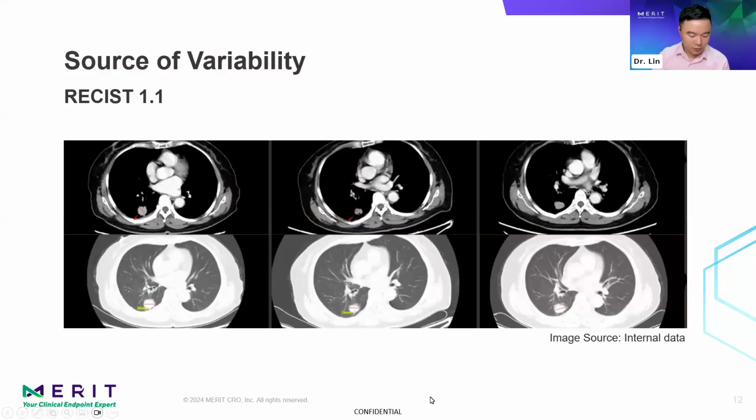One other common source of variability is the CT window, mediastinal or lung window. Although we have a rule that the reader is required to use the same window as the baseline, usually we won't restrict that at the baseline. The reader should choose the mediastinal window or the lung window.